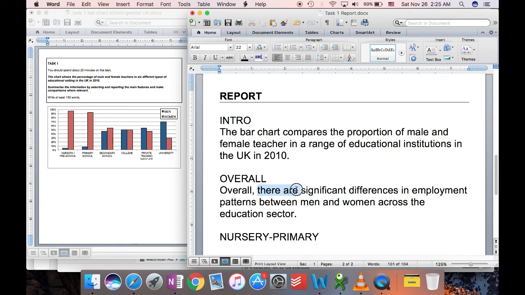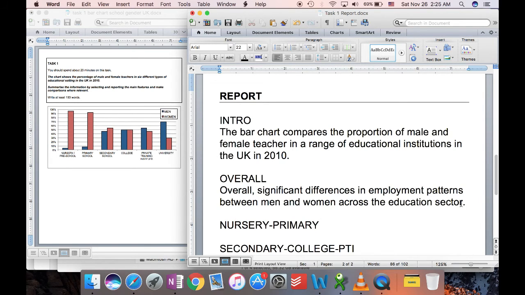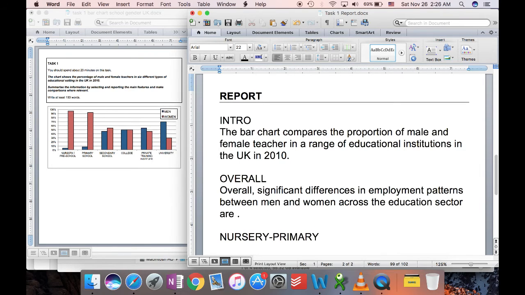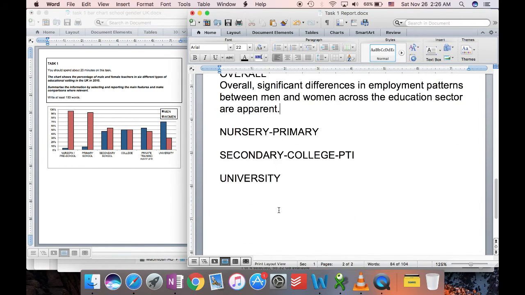I'm just going to make the language a little bit stronger though. Instead of saying there are, I'm going to say significant differences in employment patterns between men and women across the education sector are apparent. That's a better piece of language to use than simply saying there are or there is something. Note what tenses this compares are: here I'm using the present simple because I'm talking about the graph. But when I start talking about the details, I'm going to start using the past tense because I'm talking about the situation in 2010 when I'm talking about the numbers.